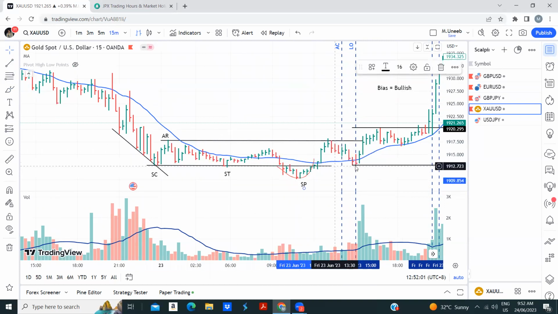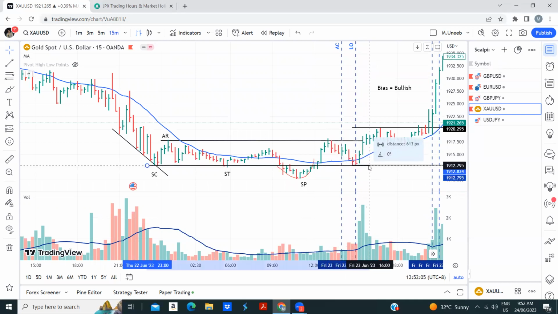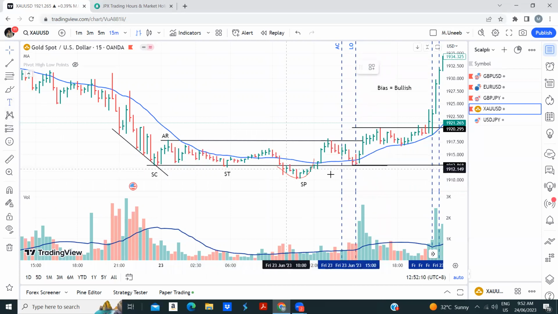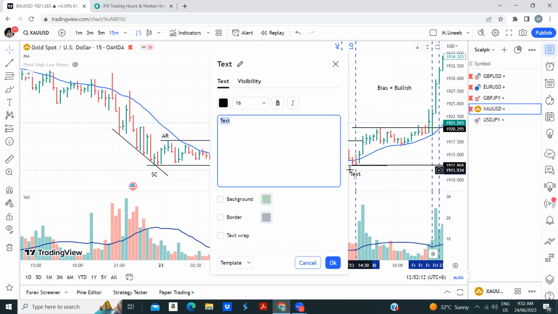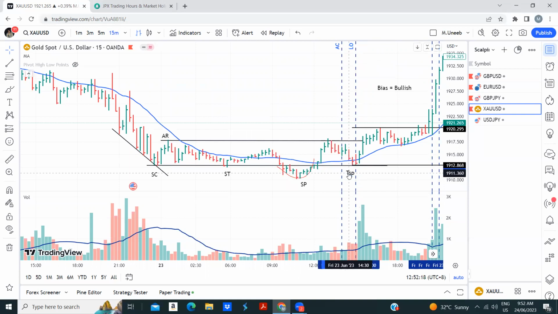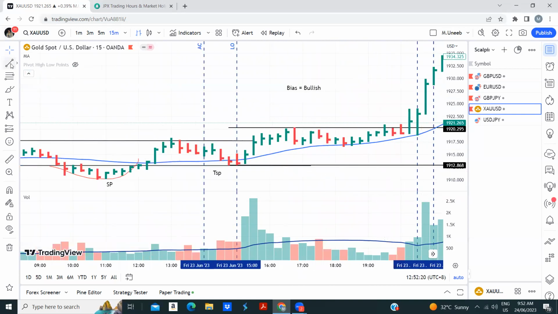After the spring, what do we notice? If we extend this line further, it lines up very perfectly here. Test of spring. SP, test of spring. And if you want to draw the channel here, you can draw it.